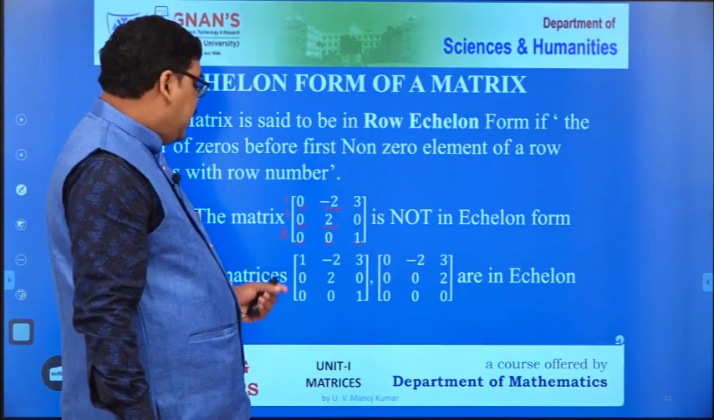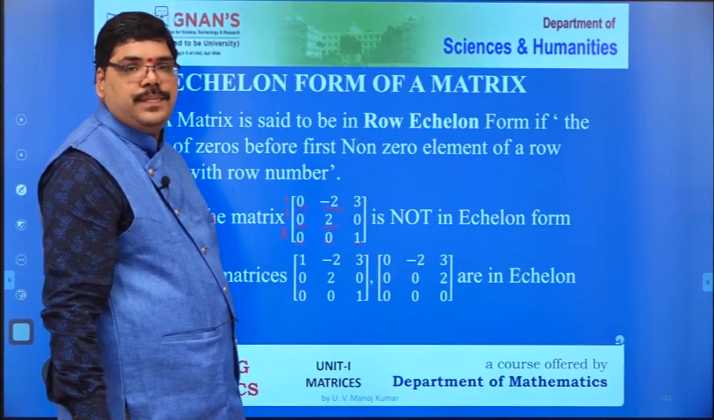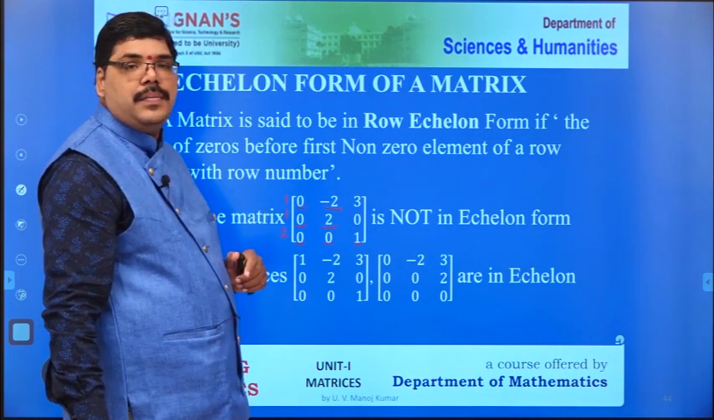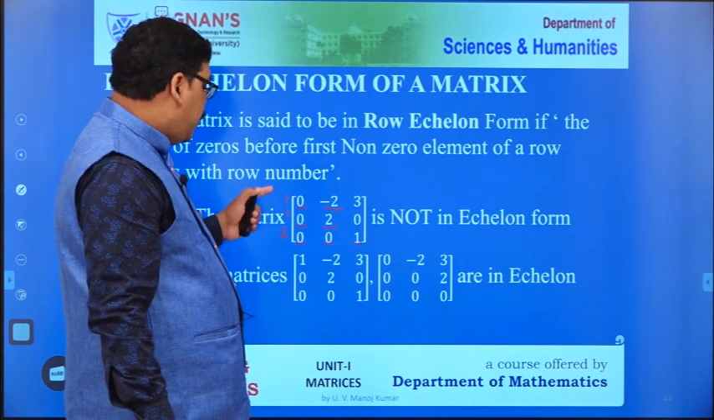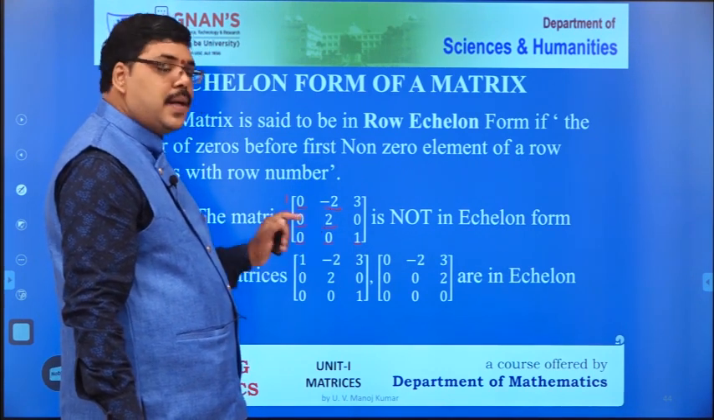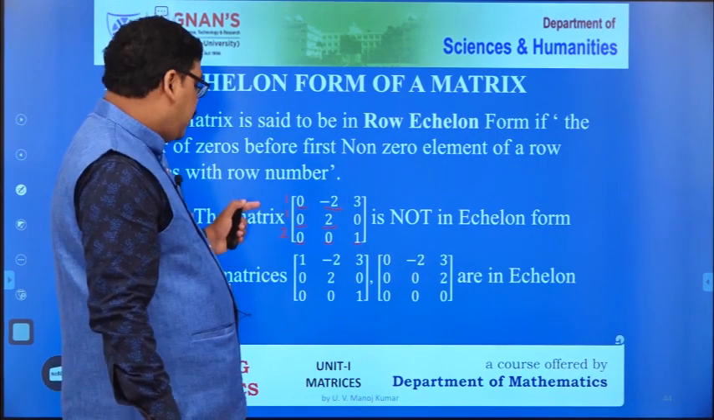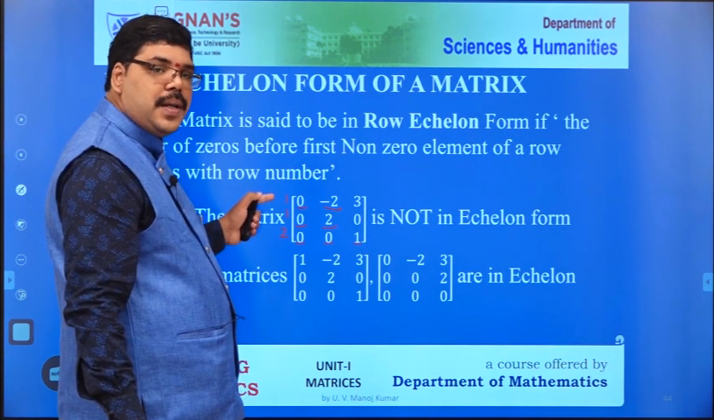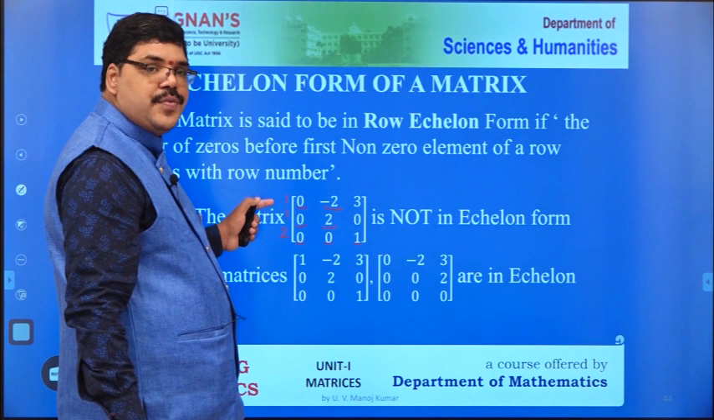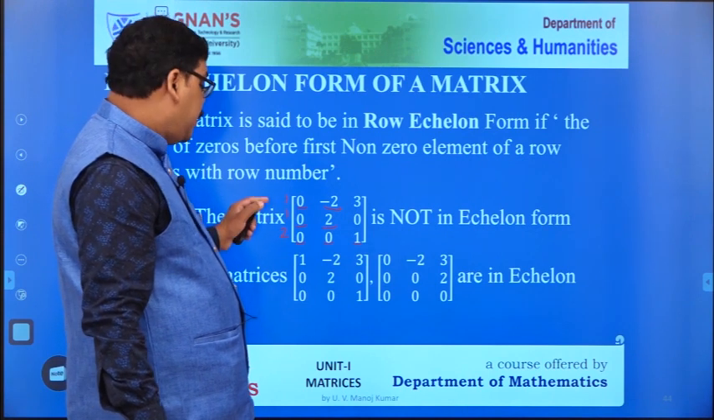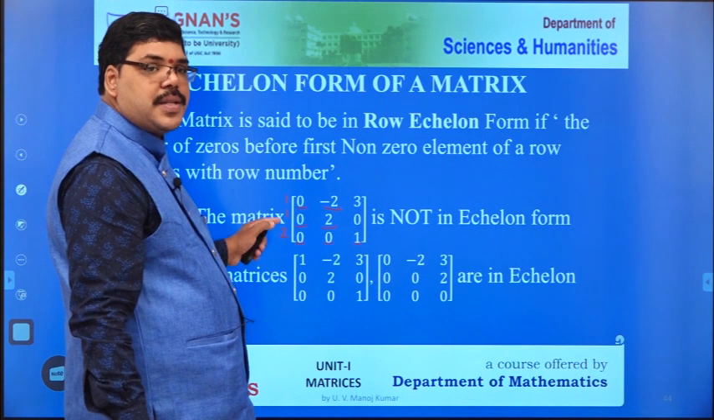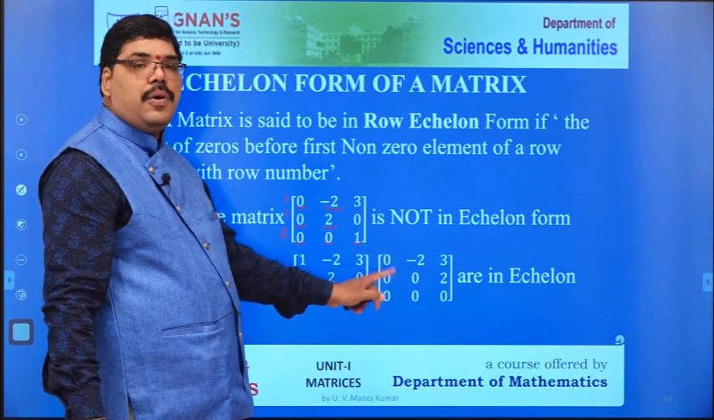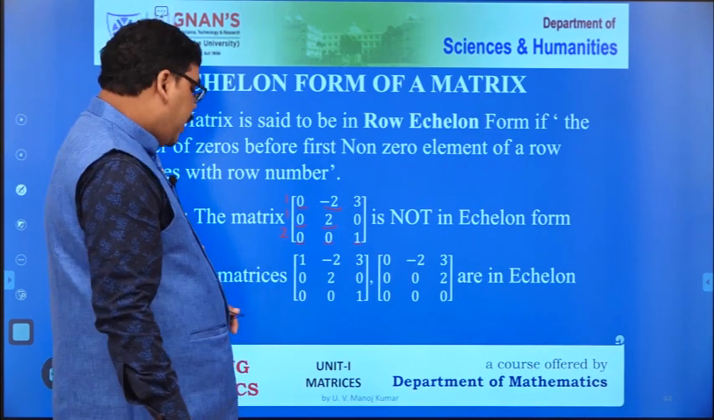Now, is this matrix in echelon form? The answer is no, because if this is in echelon form, the number of zeros before the first non-zero number should increase. But if you see here, in the first row the number of zeros is 1, in the second row also the number of zeros before the first non-zero element is 1. They are not increasing. So, this matrix is not in echelon form. Remaining two are in echelon form.